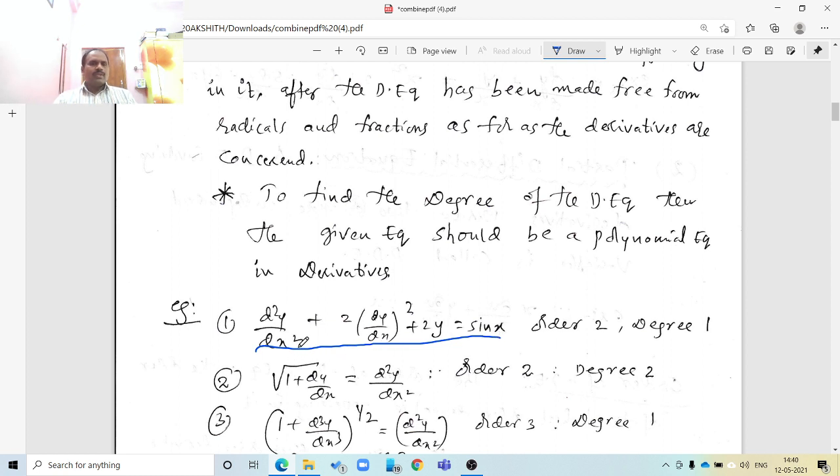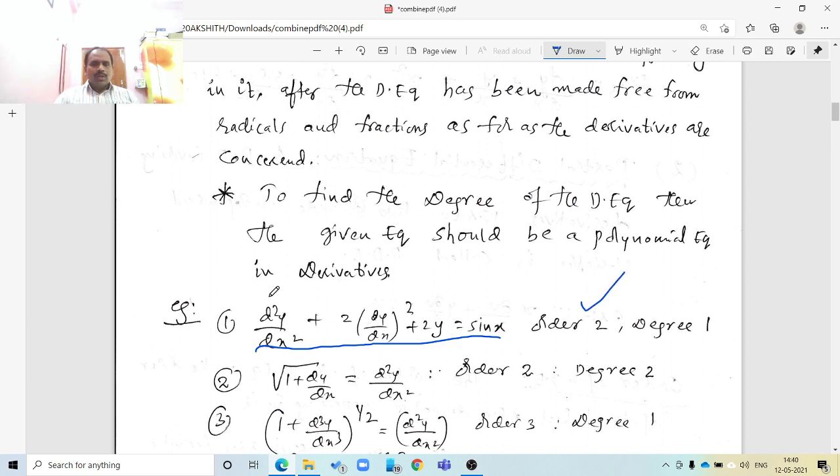So in the first equation, this is d square y by dx square plus 2 into (dy by dx) whole square plus 2y is equal to sin x. This is second order. This is first order. So in this equation, the highest order derivative is this one. That means its order is 2. Therefore, the order of the differential equation is 2.